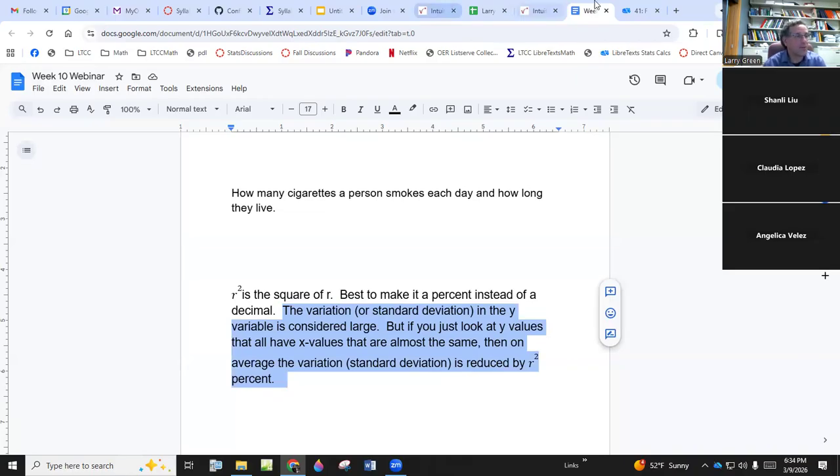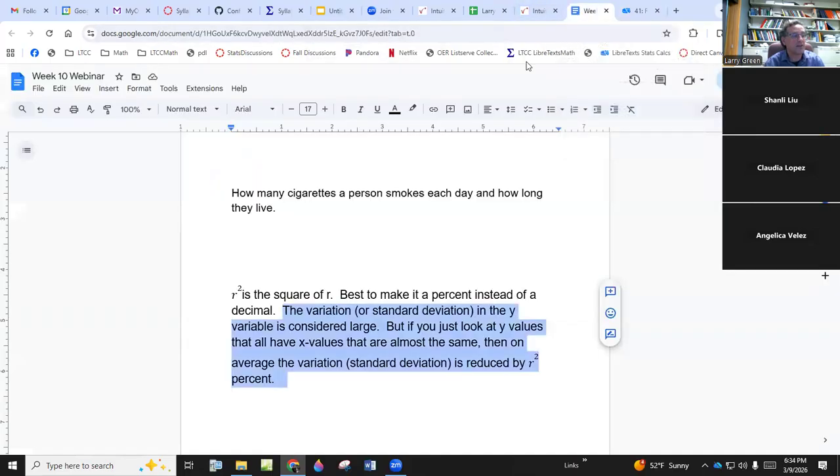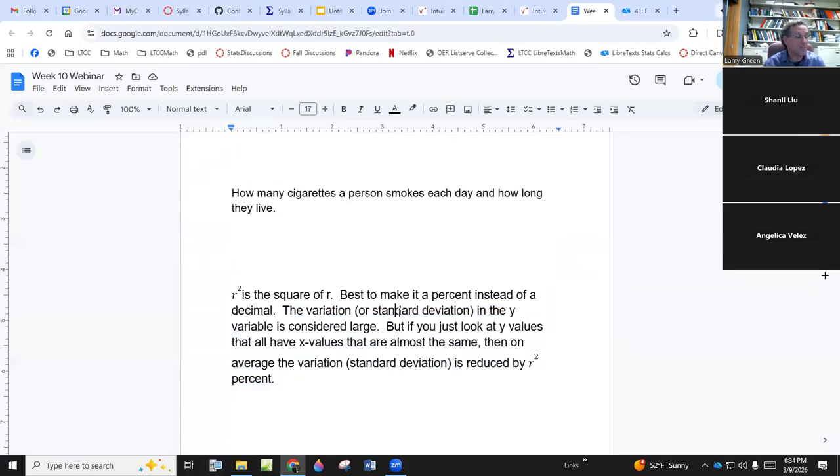So in our example, we had an R squared of about 0.33. So that meant that, hey, there's a big variation of how many miles people have ridden in the last month. But if you only look at people who have all ridden about the same in the last month, then that variation will go down, typically by an average of 33%. Any questions on this template? Any questions?